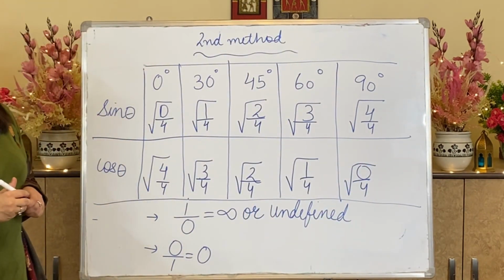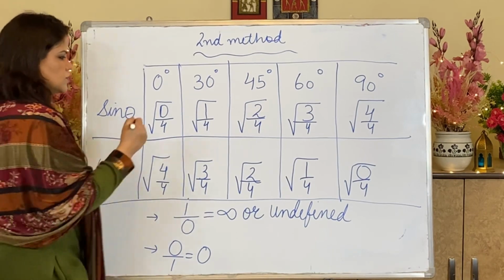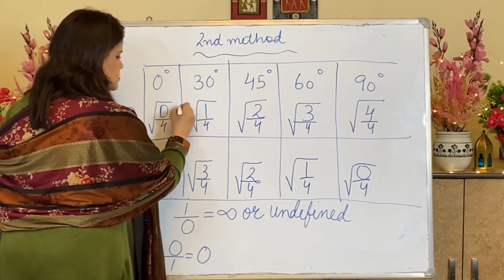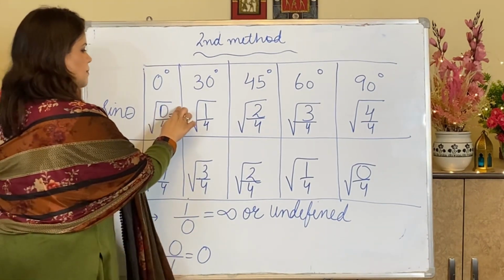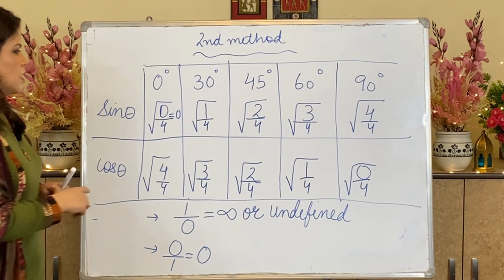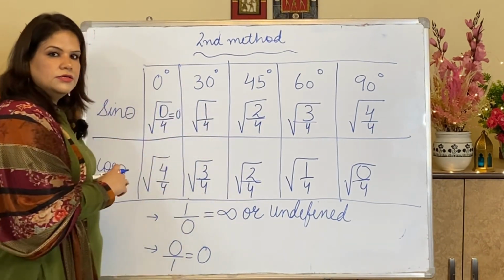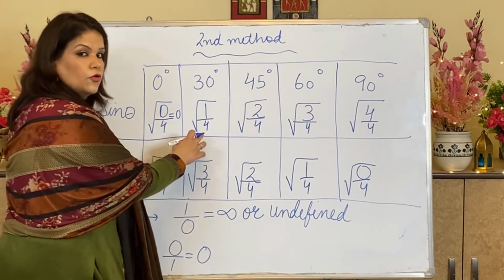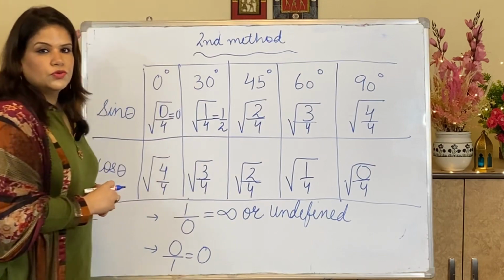0 by 4. I told you 0 by any value is 0. So this will come as 0 for 0 degree. Sorry, this will come as 0. 1 by 4. Under root of 1 is 1. Under root of 4 is 2. So the value will be 1 by 2.